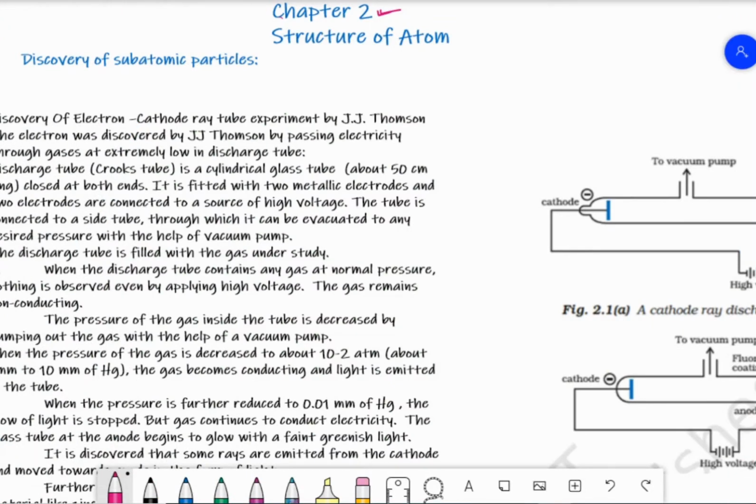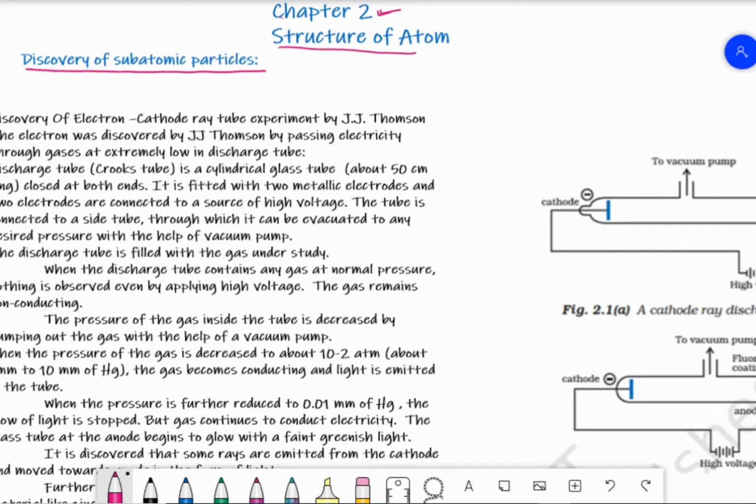Students, today we will be starting a new session for plus 1 chemistry students, and I'm going to start with the lesson chapter 2, structure of atom, and the topic I'm going to discuss is discovery of subatomic particles. As you know, the atom contains the subatomic particles: protons, neutrons and electrons.